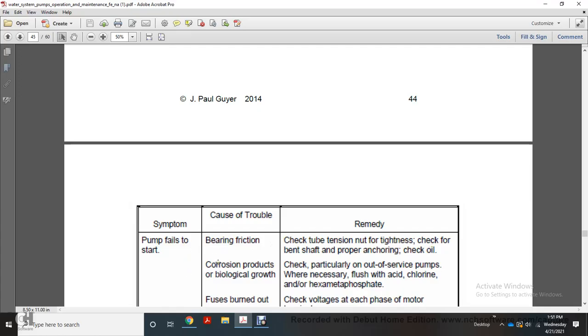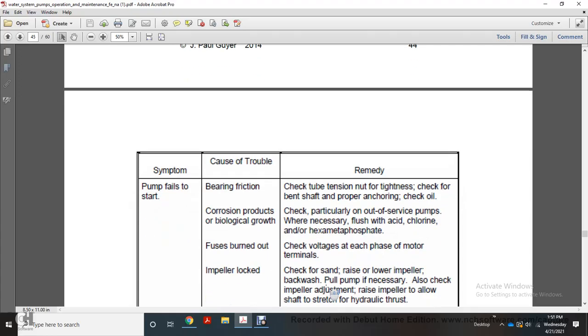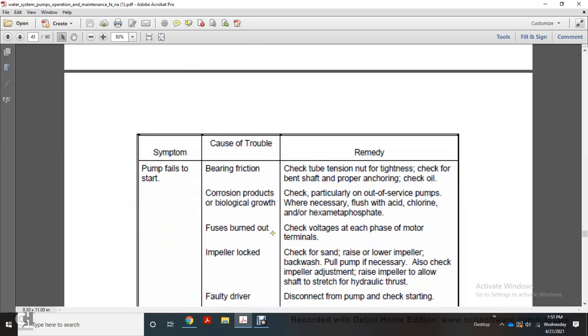Check oil. Pump fails to start, corrosion product, biological growth. Check particularly the pumps; it may be necessary to flush with acid, chlorine, or hexaphosphate. Pump fails to start, fuse burned out. Check voltage at each phase of the motor terminals.